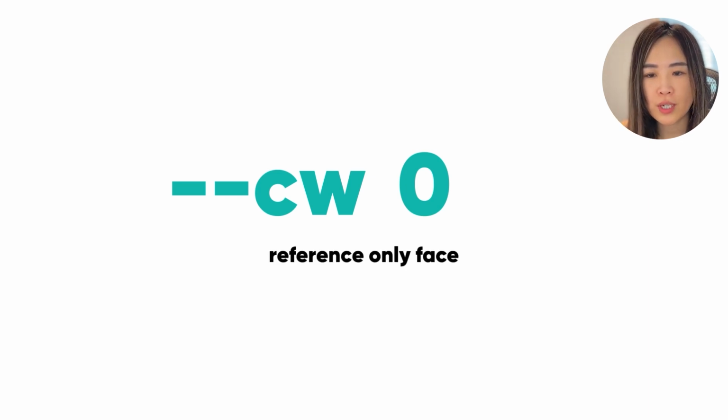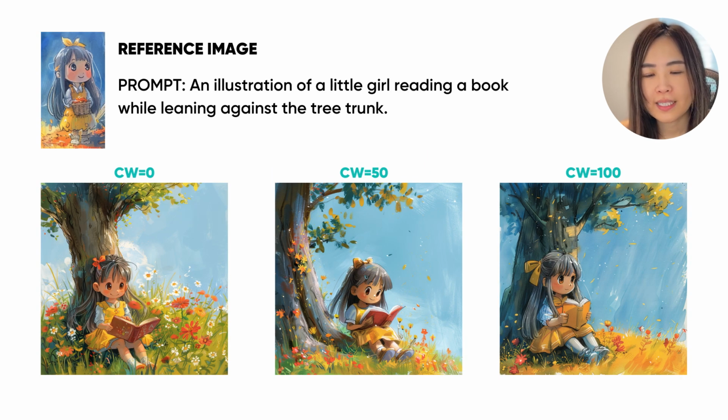So if you want to change the hair and clothing details of the character, you may want to lower the character weight. For example, using this prompt, I generated image with CW values of 0, 50, and 100. You can see that when the character weight is set to 100, the overall outfit and hairstyle match the original image almost perfectly. When the value is set at 0, the hair and clothing details deviate more.